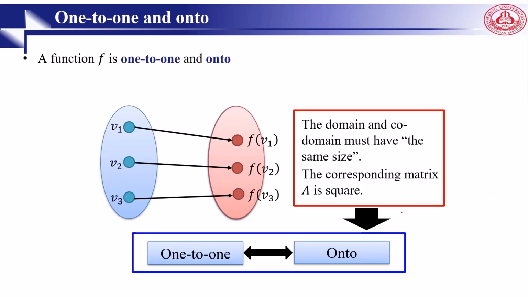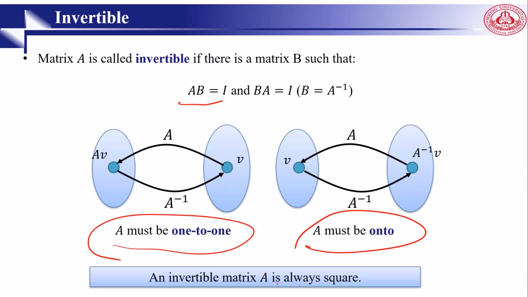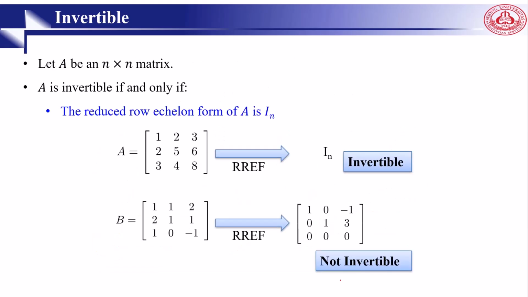A function f is onto and one-to-one if the domain and codomain have the same size, and the corresponding matrix A is square. A matrix is invertible if we can find a matrix B in such a way that the multiplication of A and B gives us an identity matrix. Then we can say B is the inverse of A. In this case, matrix A must be one-to-one and onto. An invertible matrix is always square. Let's see one square n by n matrix here. A is invertible if and only if its reduced row echelon form is the identity matrix. So this is our matrix.